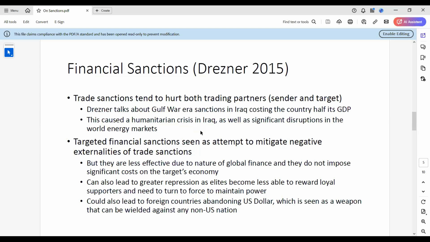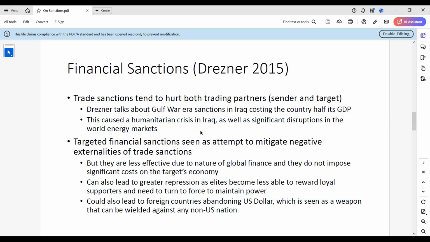Dresner talks about how Gulf War sanctions, for example, ended up costing Iraq about half its GDP. And when you think about what that means, a humanitarian crisis in Iraq. Iraq is an oil rich country. It has an oil curse. In other words, it primarily exports oil, and that's how it gets its money. It uses that money to buy food for its people. If you don't have that kind of money, you can't buy food on the international market, and they don't grow a lot of food in Iraq, given the fact that it's mostly a desert. And so they really caused a lot of pain, not only for Iraq but also for the people of Iraq. And this was a humanitarian crisis.